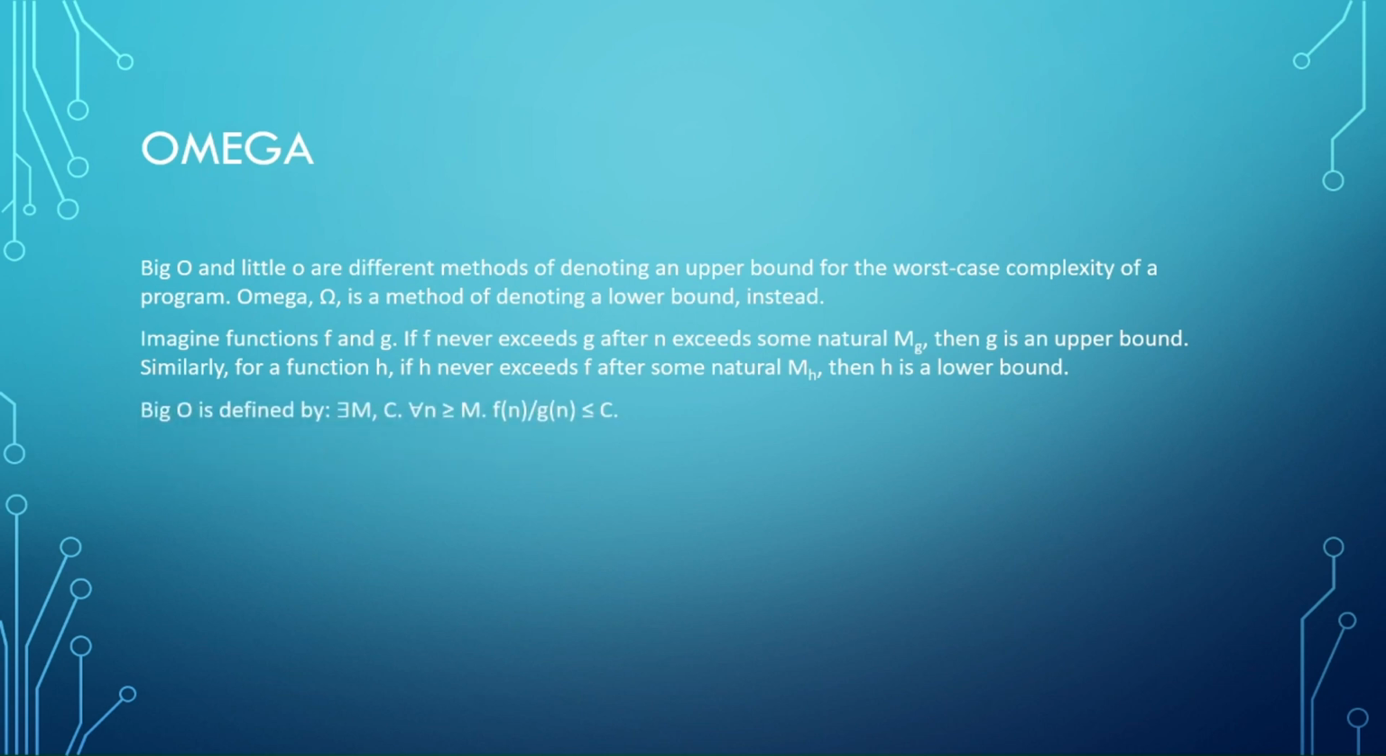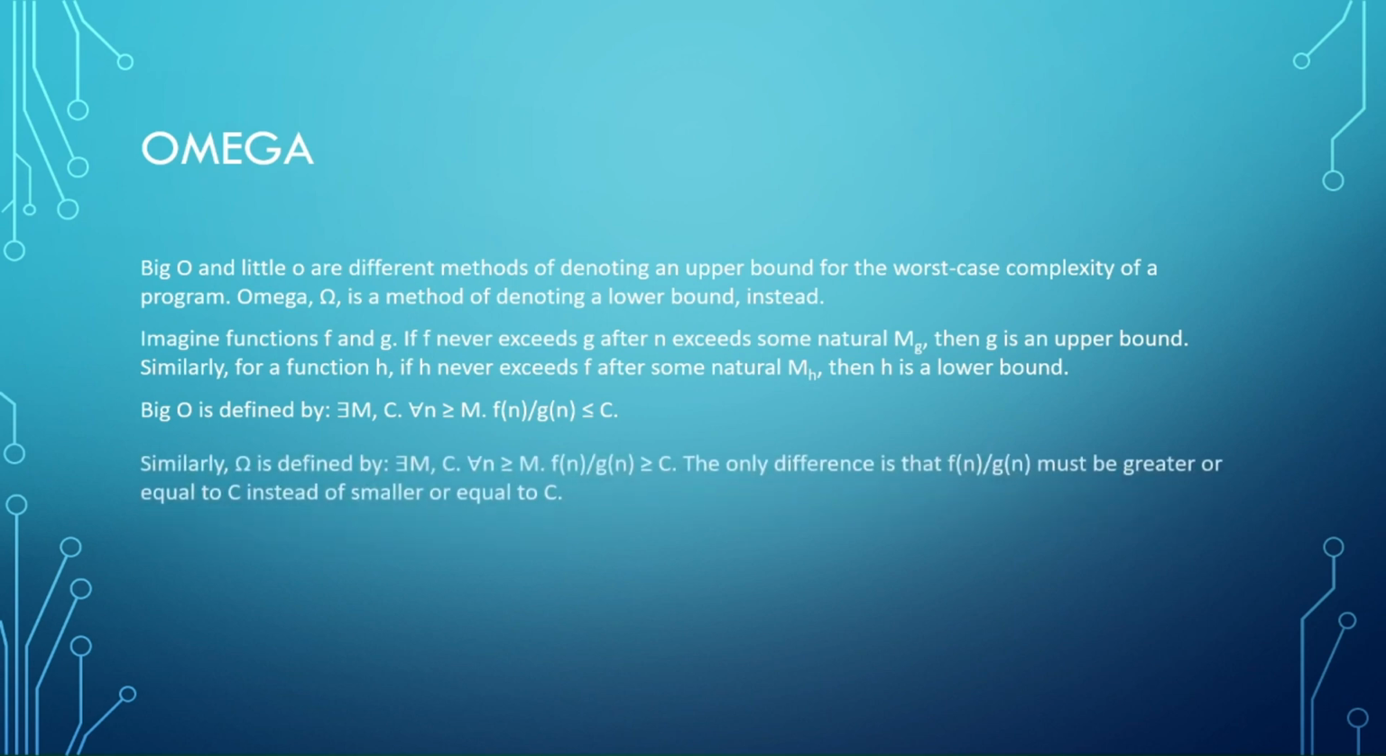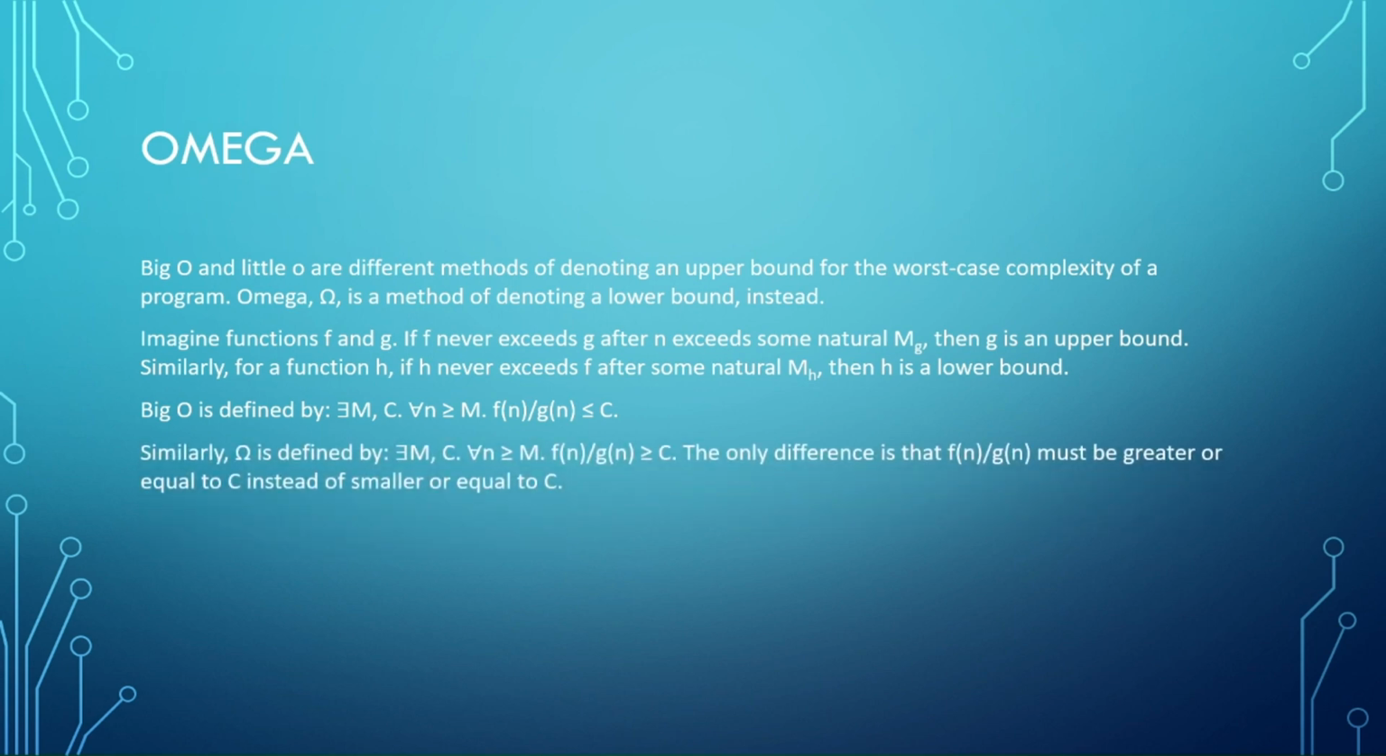So big O, we have the definition here. There exists an m and a c such that for all n greater than or equal to m, f of n over g of n is less than or equal to c. Similarly, omega is defined by there exists an m and a c such that for all n greater than or equal to m, f of n over g of n is greater than or equal to c. So the only difference between omega and big O is that f of n over g of n must be greater or equal to c instead of smaller or equal to c. In terms of infinity limits, omega is the reverse of big O.